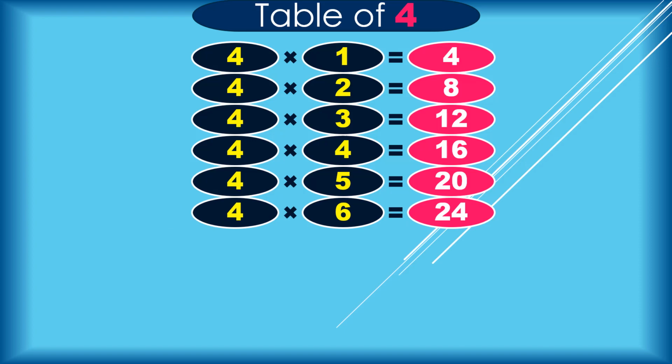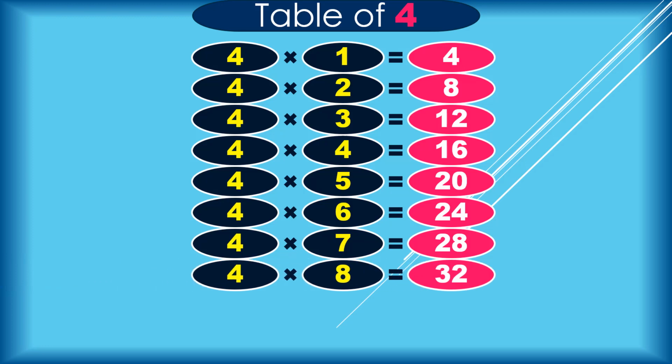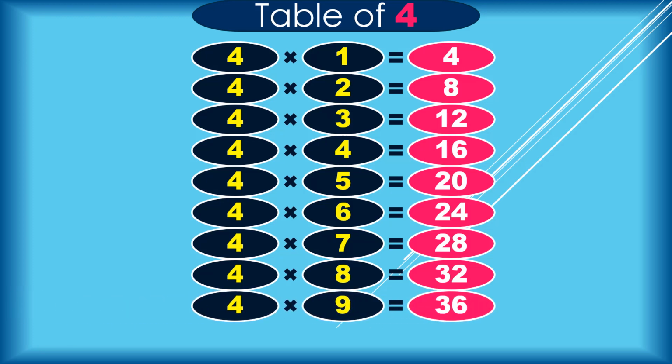4 sixes are 24. 4 sevens are 28. 4 eights are 32. 4 nines are 36.